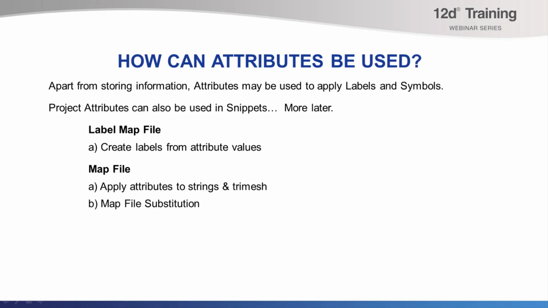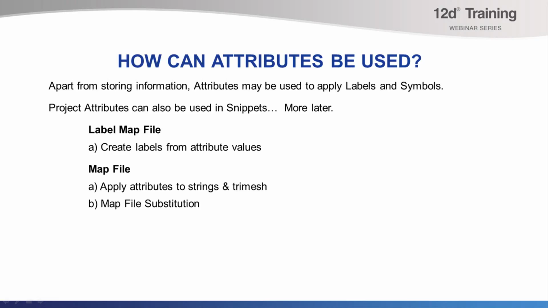So how can attributes be used? Well, apart from storing information, attributes may be used to apply labels and even symbols. This is often used by surveyors. Project attributes that we saw earlier can also be used in snippets. A little bit more on that later.